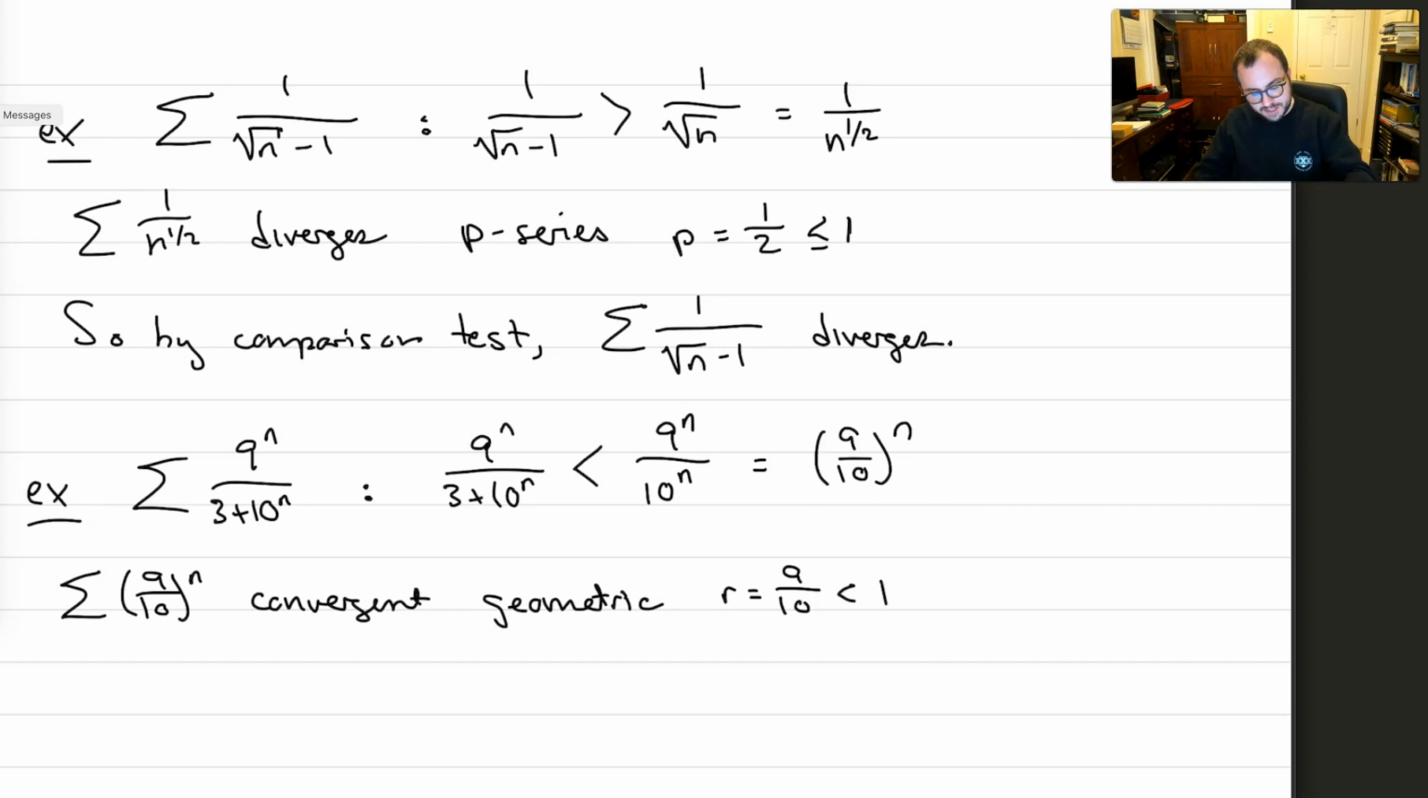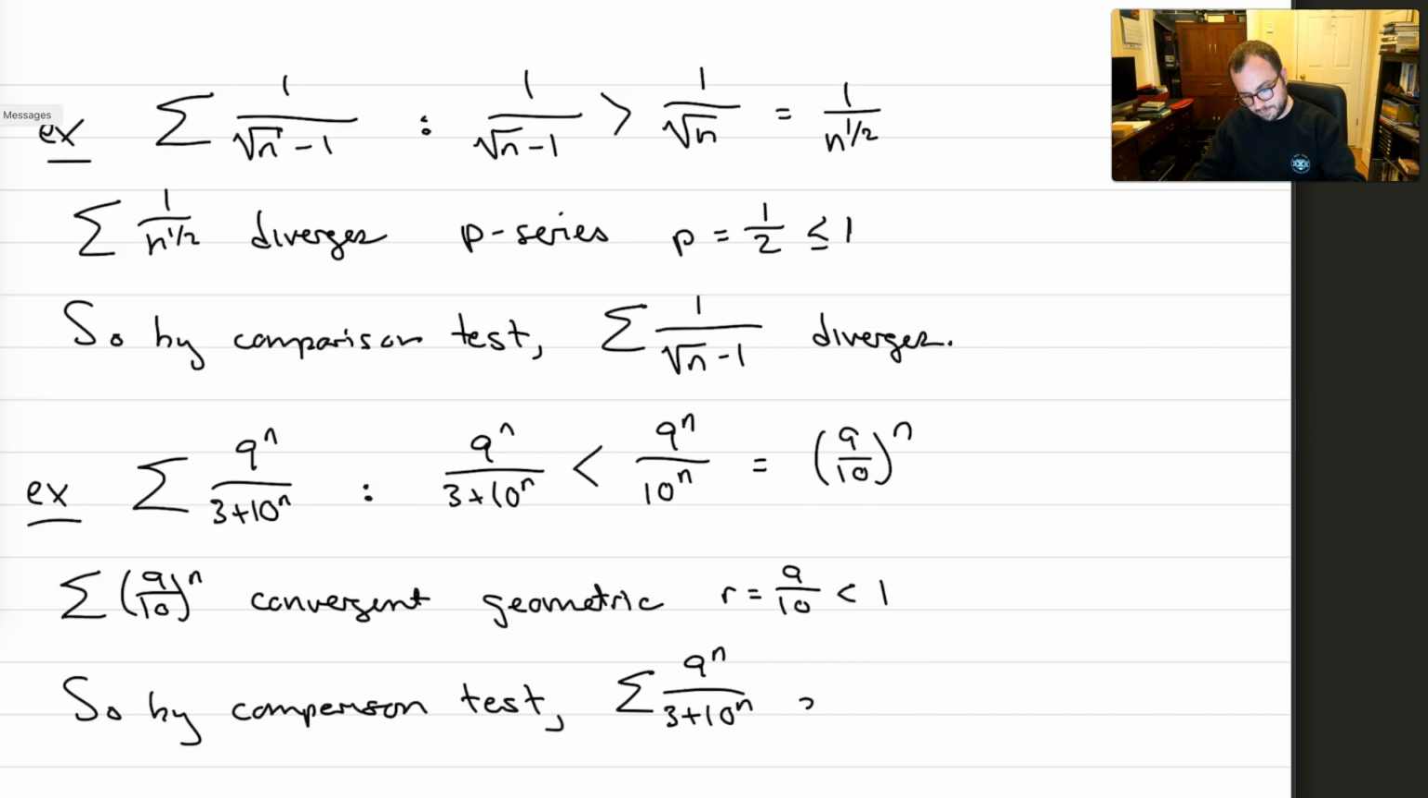All right, so my series is smaller than a convergent series. So my series has to be convergent. It's stuck underneath a finite sum, or finite series. So by the comparison test, this series also converges. 9 to the n over 3 plus 10 to the n. Very nice.